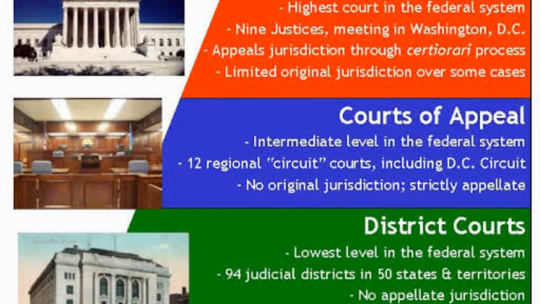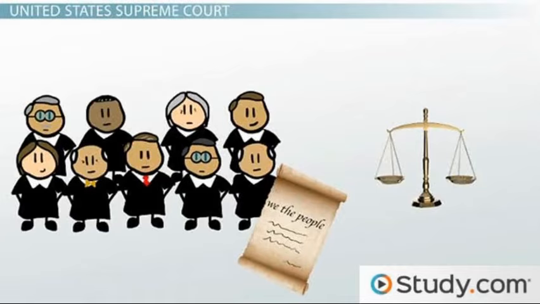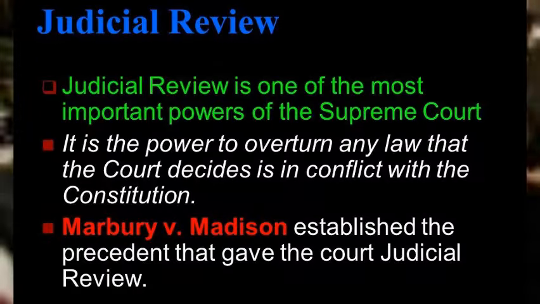Let's move on to talk a little bit about the powers of the Supreme Court. The Supreme Court is the last stop in the judicial system. Its decisions are final, and they are binding on all lower courts. Early in its history, the Supreme Court defined the power of judicial review in Marbury versus Madison, which we'll be learning about. This is the power to decide whether laws and acts made by the legislative and executive branches conflict with the Constitution.